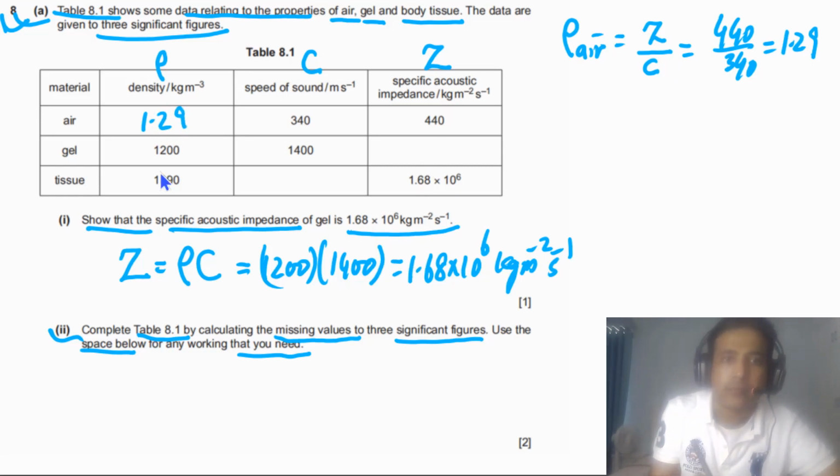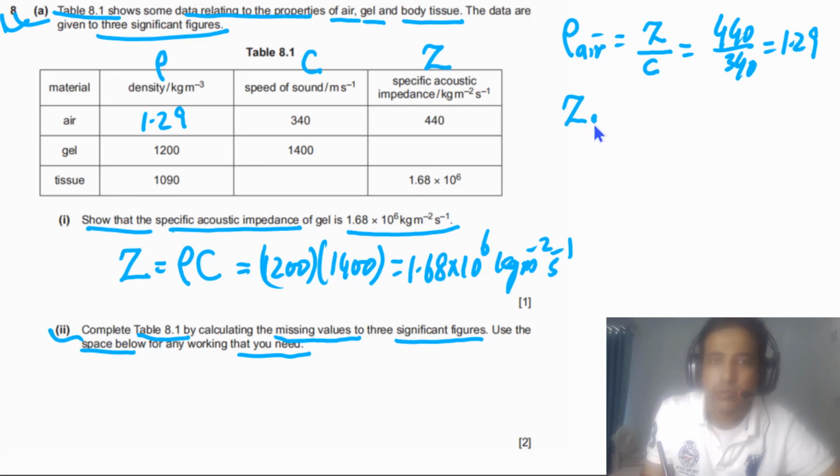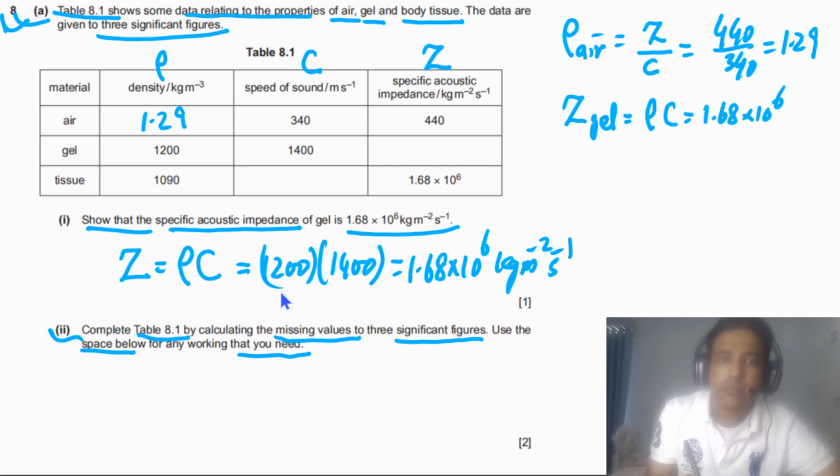For the second part, for gel, we need to calculate Z. We need to calculate acoustic impedance. Z is equal to rho times C. Actually, we have already calculated this. So we can write here, this will be equal to 1.68 times 10 to 6. Same, we have already calculated. So this is 1.68 times 10 to 6.